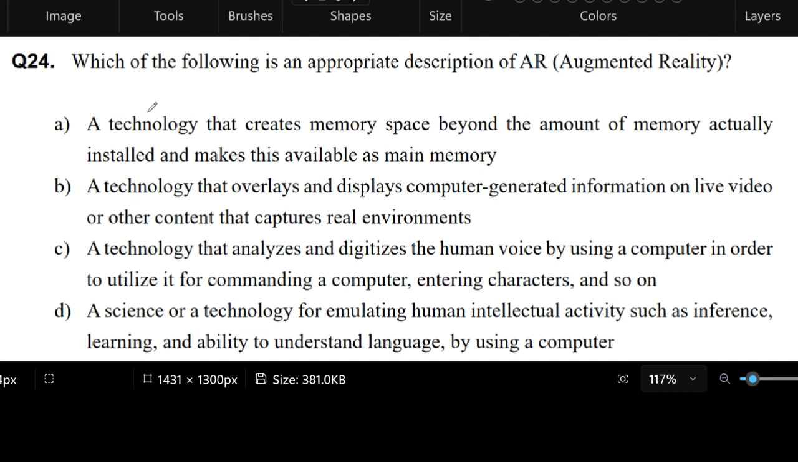Letter A says that a technology that creates memory space beyond the amount of memory actually installed and makes this available as main memory. I think this is not correct, and we'll later find out why, because once we find the correct answer, it'll be much clearer what exactly we're looking for when we say augmented reality.